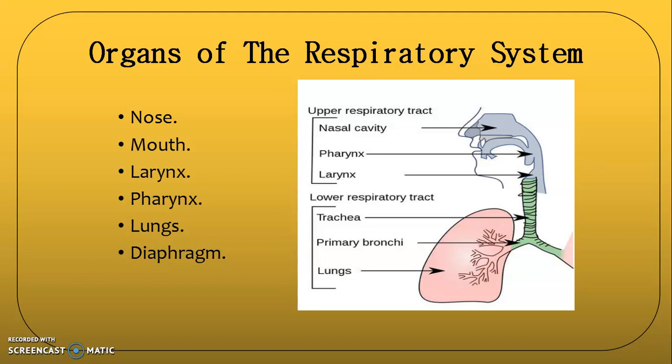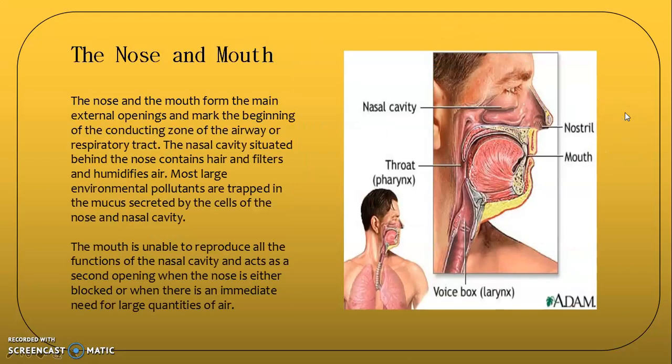So here are the organs of the respiratory system. Organs in your respiratory system include your nose, your mouth, the larynx, the pharynx, the lungs, and then the diaphragm. So let's talk first about the nose and the mouth.